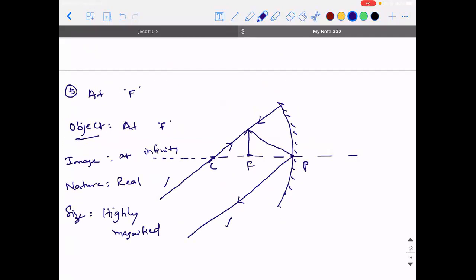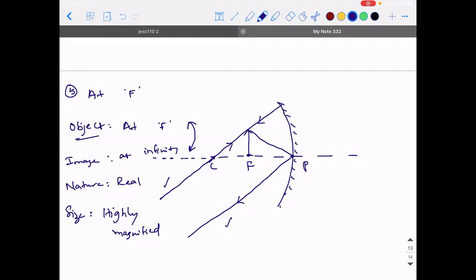Look at your notes and tell me what is the first ray diagram that we drew? Where was the object placed? When the object was placed at infinity, where was the image formed? Focus. Similarly, the fifth point is at focus. Where is the image formed? At infinity. Is it not like a reverse rule? Yes, sir.